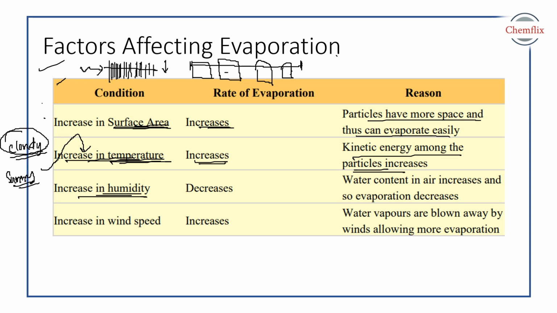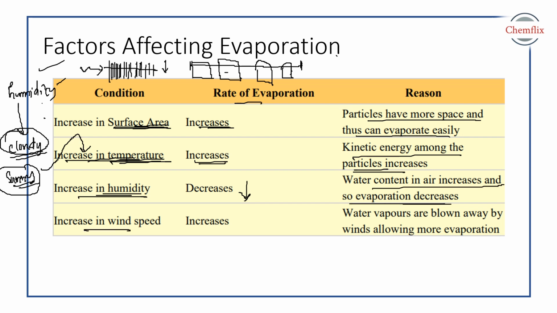Same thing, cloudy day and sunny day. In which day does humidity increase? Cloudy day, humidity is more. Humidity is more for a cloudy day. So what happens with the rate of evaporation? It decreases. So as humidity increases, the rate of evaporation decreases. The water content in air increases and so evaporation decreases.